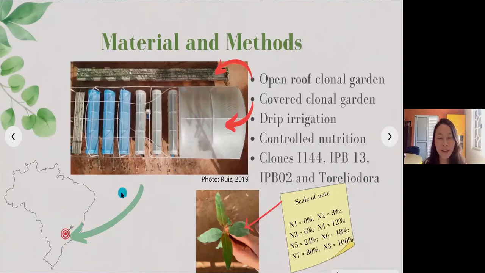To analyze and see this disease, we developed a scale of notes, and we measured the severity from 0% to 100%. This is a total full of powdery mildew. We need to take into account that the irrigation system and the nutrition are totally controlled. I also used 4 clones, which are commercial in my country: I144, IPB13, IPB2 and Toreliodora.